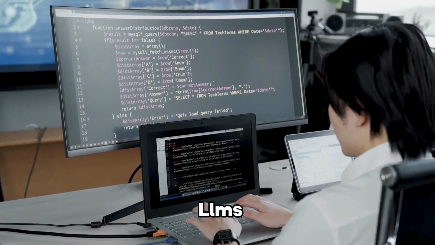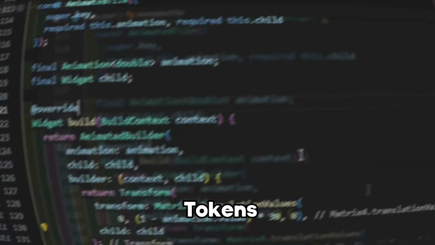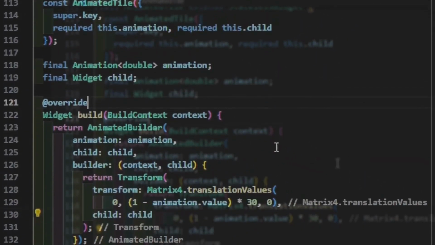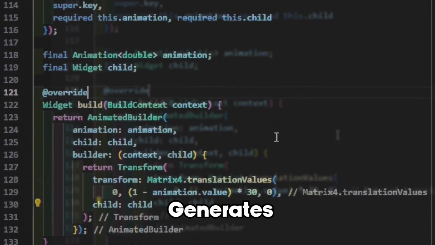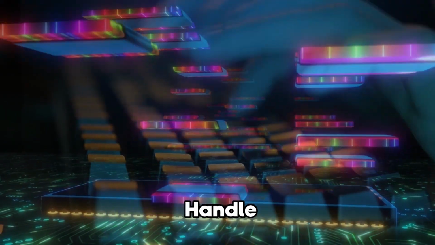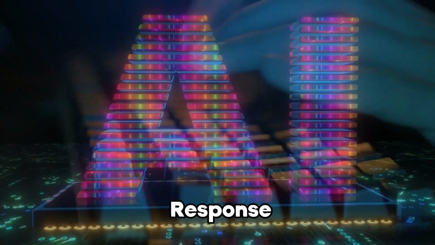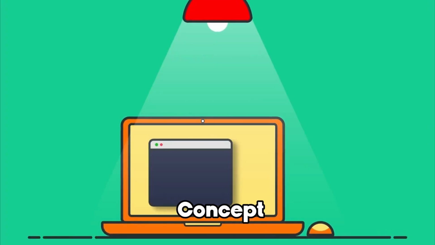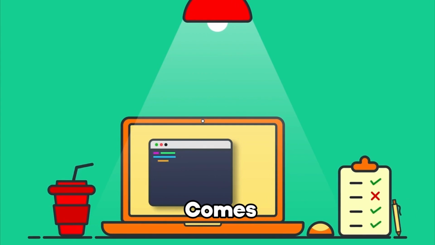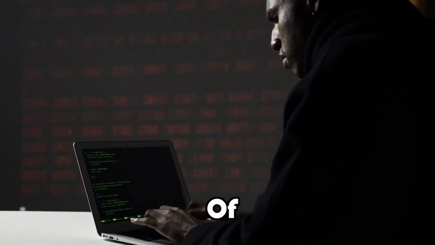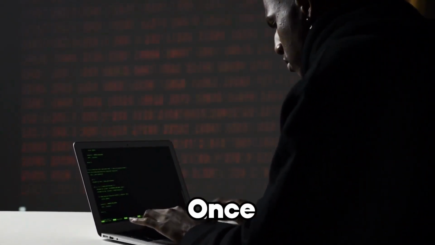Under the hood, LLMs are powered by tokens, the building blocks of language that the model processes and generates. The more tokens a model can handle, the more context it can take into account when generating a response. That's where the concept of a context window comes in. It's the maximum number of tokens the model can process at once.